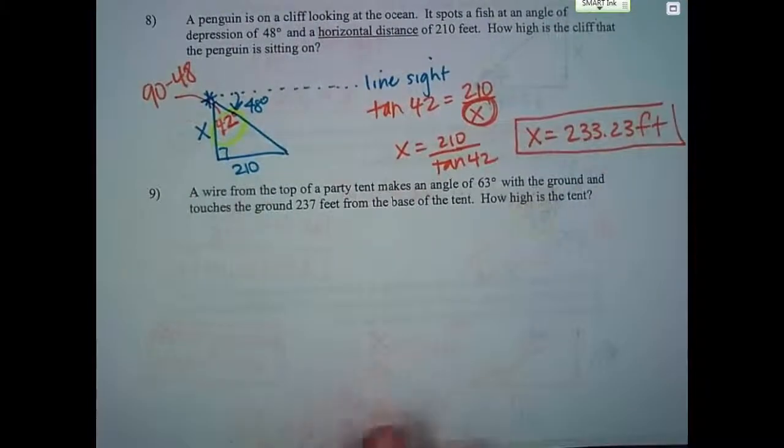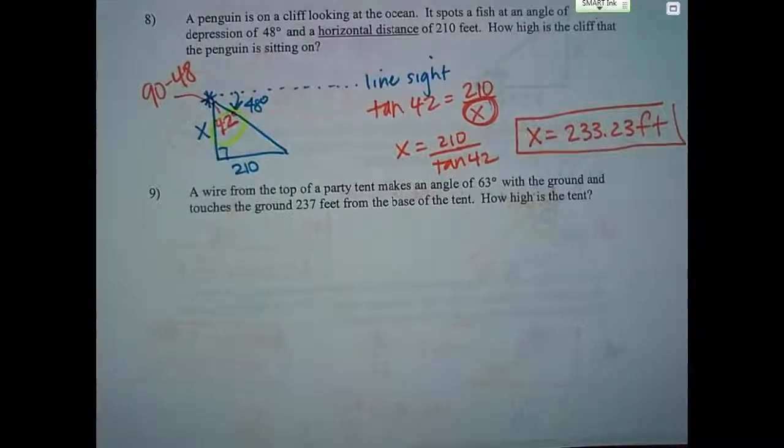Right, number 9. A wire from the top of the party tent makes an angle of 63 degrees with the ground, and it touches the ground at 237 feet. How high is the tent? All right, I'm going to let you try it and I'll walk around and check.